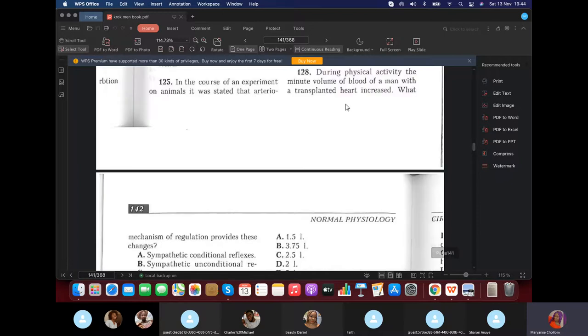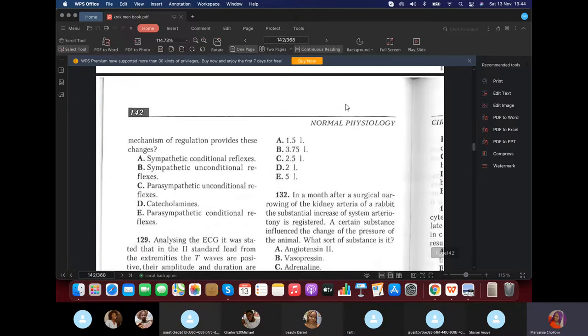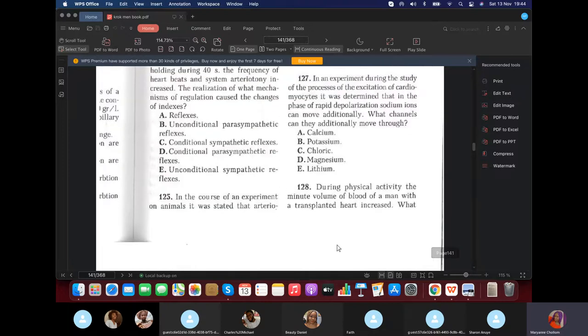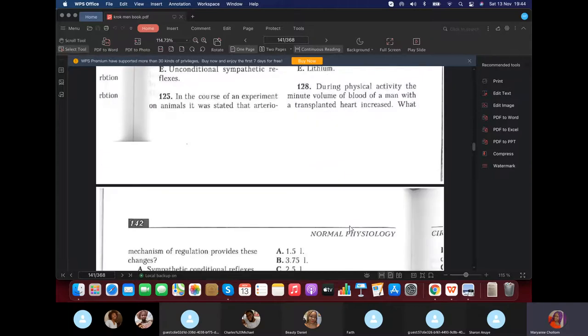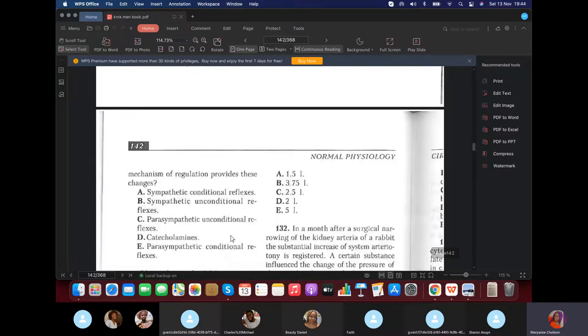Because once you see a transplanted organ, just know that it's nothing about nervous stimulation. So it cannot be sympathetic or parasympathetic. It has to be hormones. So that's why it's catecholamines, or adrenaline or noradrenaline. During physical activity, there has to be an increase in blood pressure and more blood going. So it will be hormonal. The adrenaline will increase the heart rate to increase the blood flow to the skeletal muscle.